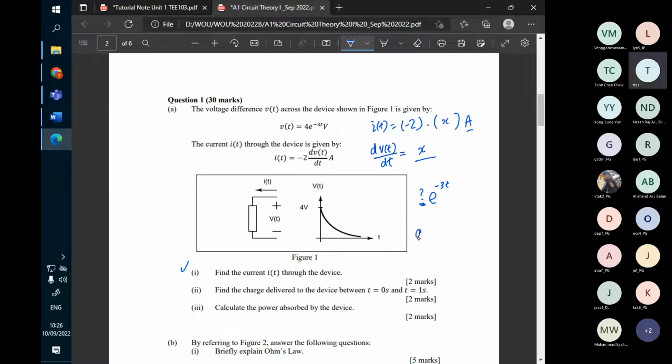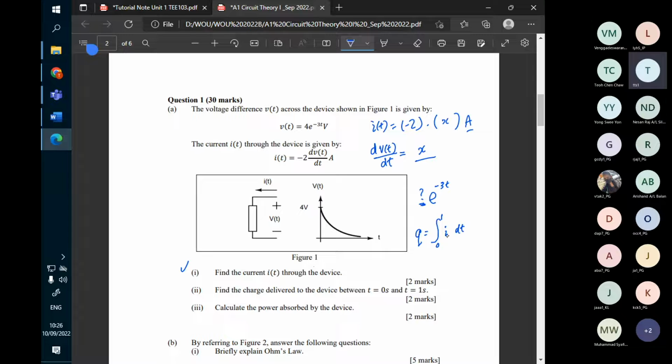So the total charge Q delivered to the device is equal to, when you see the total charge from a certain time to a certain time, most likely the integration from time 0 until 1 second. So the formula for the total charge is the current, right? It's the integral of I dt, right? So I is the one you obtain here.